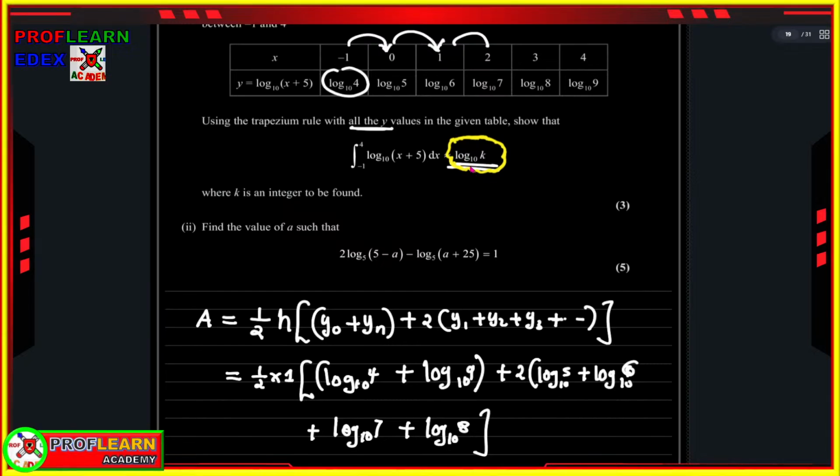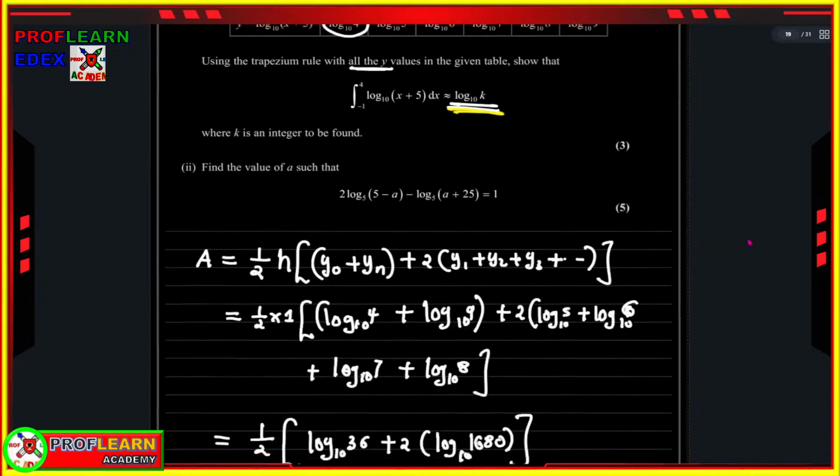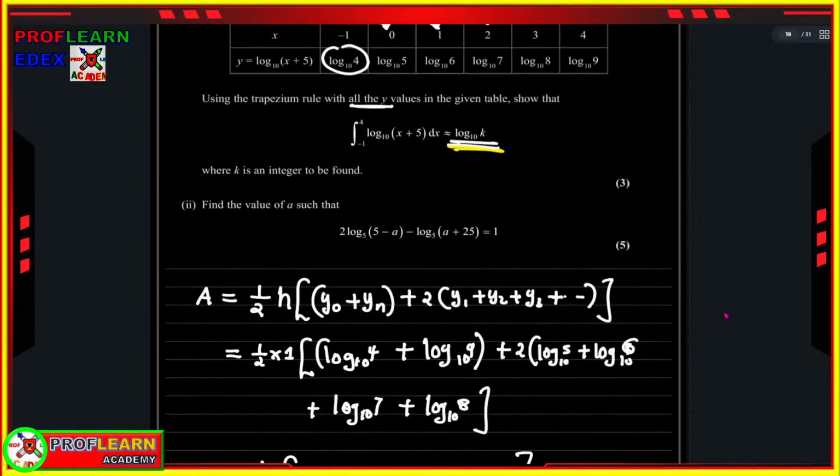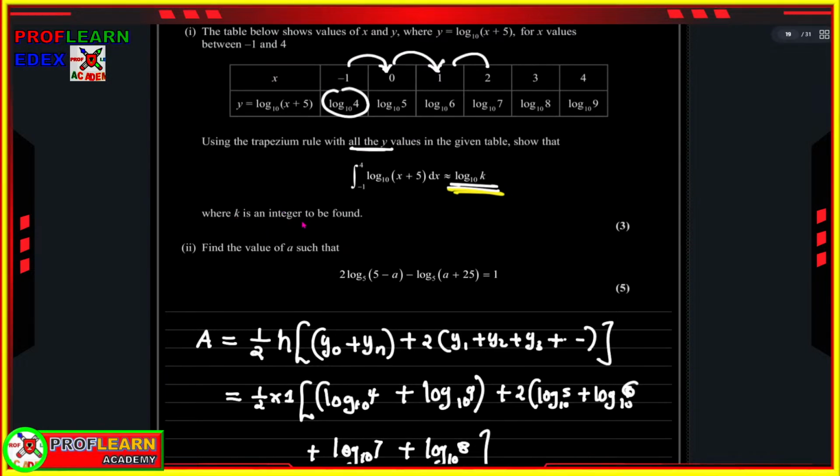Since the question was telling us to show that we have this, it means we shall leave our answer in log form so that we can know what k is. K is basically this number that is here. We shall leave it here. We shall not put it in the calculator because we were supposed to find the value of k. It's an integer to be found, right?